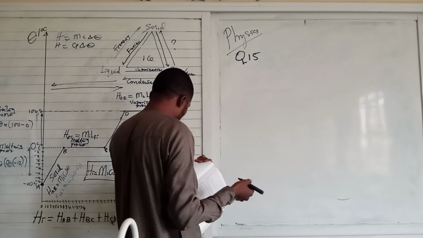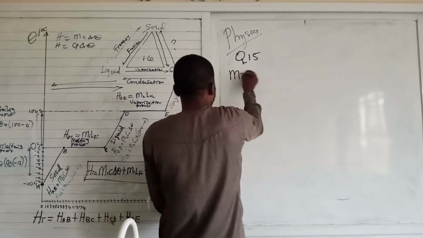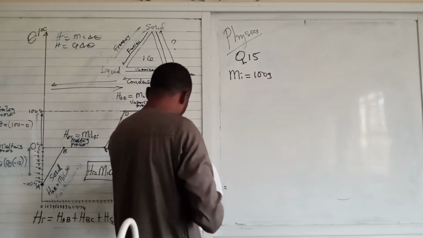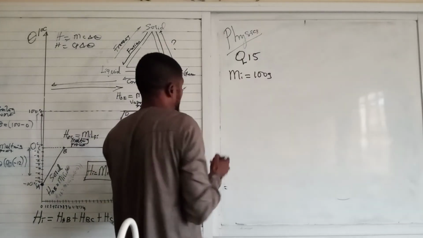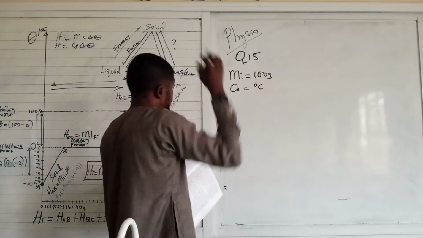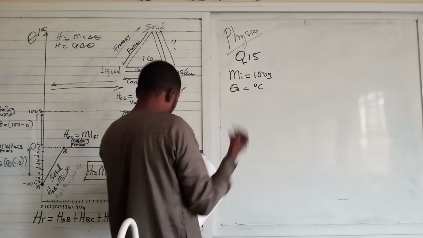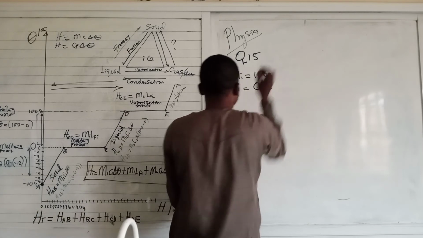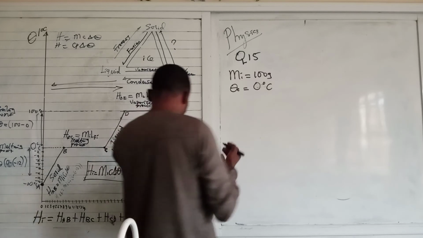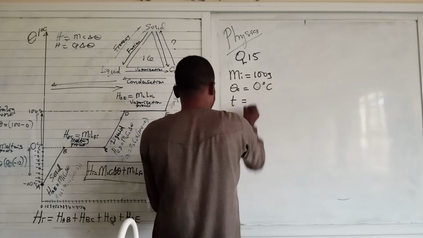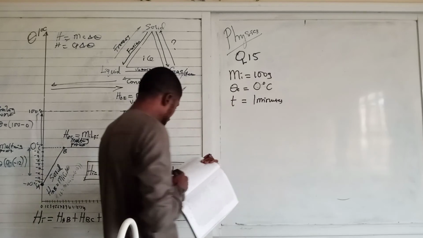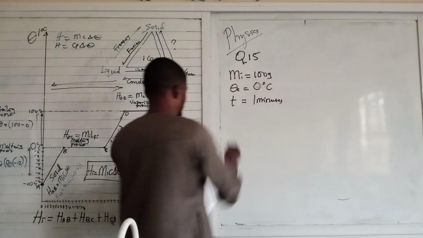Heat is supplied to a test tube containing ice, mass of ice given as 100 grams, at melting point. At melting point, we simply mean theta cold is 0 degrees. Then the ice melts completely. Time taken for the ice to melt completely is 1 minute. So what is the power rating of the heat source?